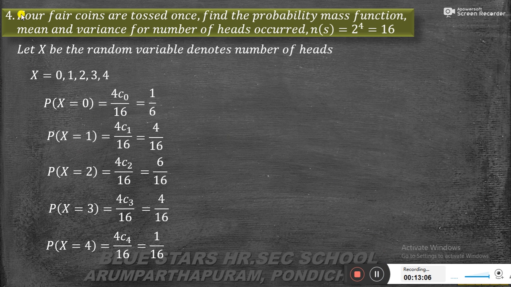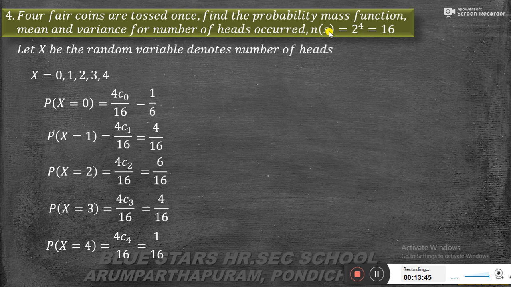You see here, the fourth problem: 4 fair coins are tossed once. A fair coin means it is a good coin, with no irregular shape. You know that a coin has a head and a tail, so a fair coin means one side is head, another side is tail. It is a regular shape of coin. So 4 coins are tossed, one time. Find the probability mass function, mean and variance for the number of heads occurred.